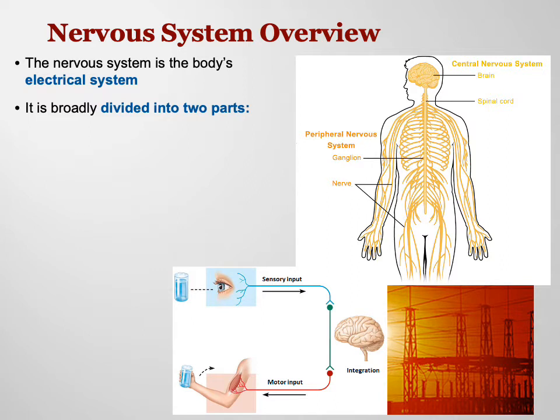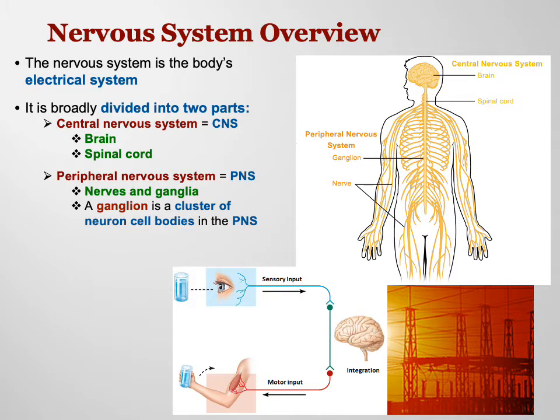Very broadly divided into two parts. The central nervous system is the brain and the spinal cord. So spinal cord is actually intelligent. A lot of people think of intelligence as being the brain. It is, but the spinal cord is intelligent too. Remember the reflex arcs? That happened just in the spinal cord. Now the spinal cord will often tell your brain what's going on, but the spinal cord can make decisions on its own. So central nervous system, the CNS, is the brain and the spinal cord.